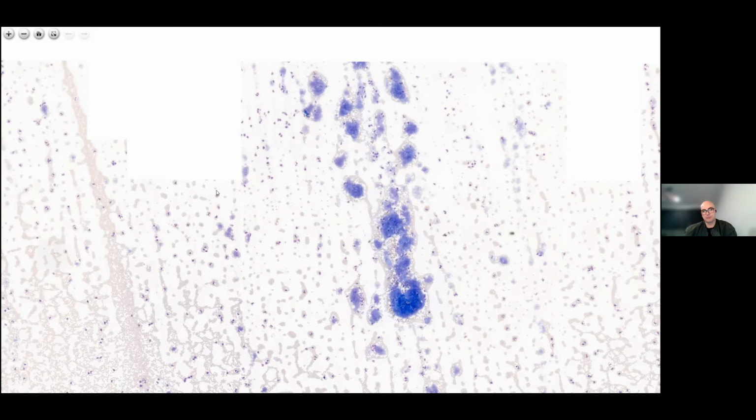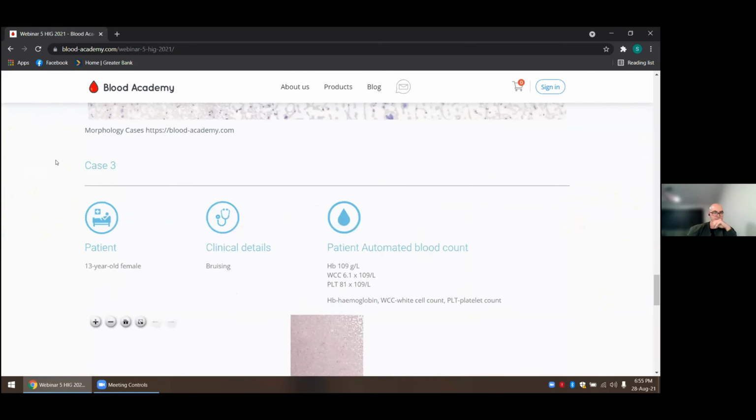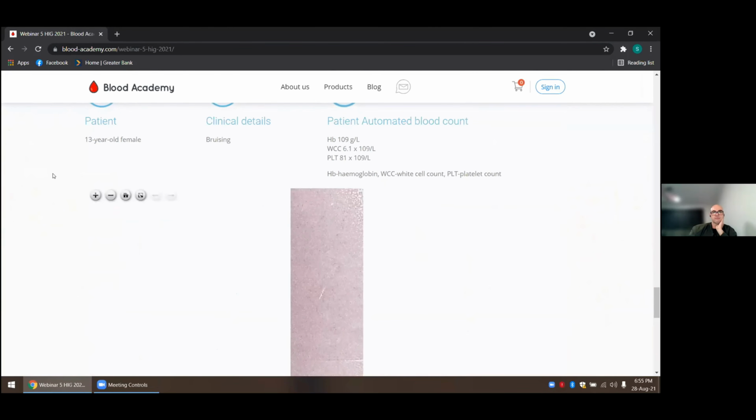Okay. So case 3 is a 13-year-old girl. The clinical detail we've been provided is bruising. She is slightly anemic, which could be relatively normal at this age. Hemoglobin is 109. White cell count is within the normal range at 6.1. And the platelet count is, not surprisingly, low at 81. We've got a bit of a theme going on here. So I'll hand over to you, Joe.